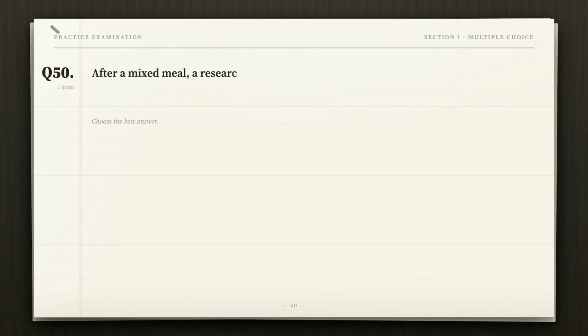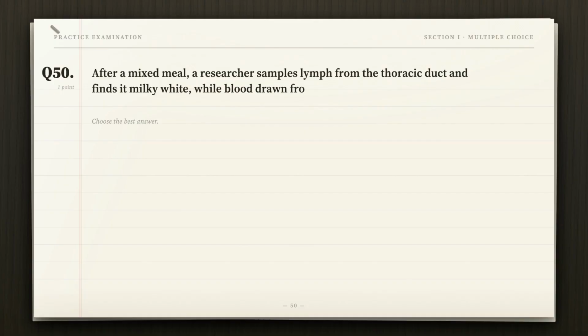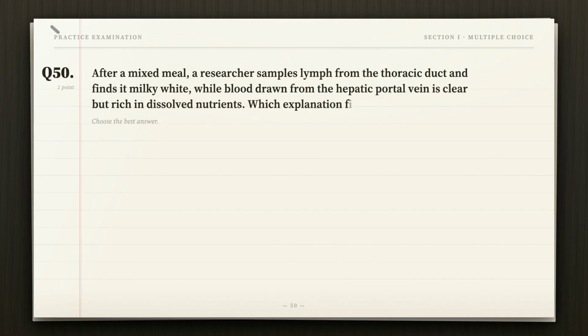Question 50. After a mixed meal, a researcher samples lymph from the thoracic duct and finds it milky white, while blood drawn from the hepatic portal vein is clear but rich in dissolved nutrients. Which explanation fits these findings?